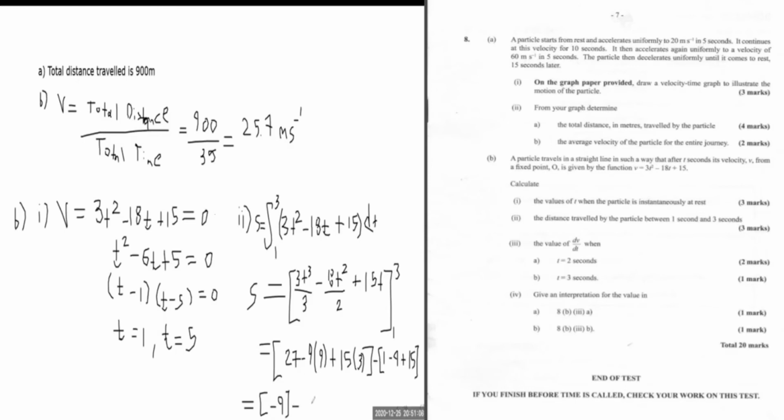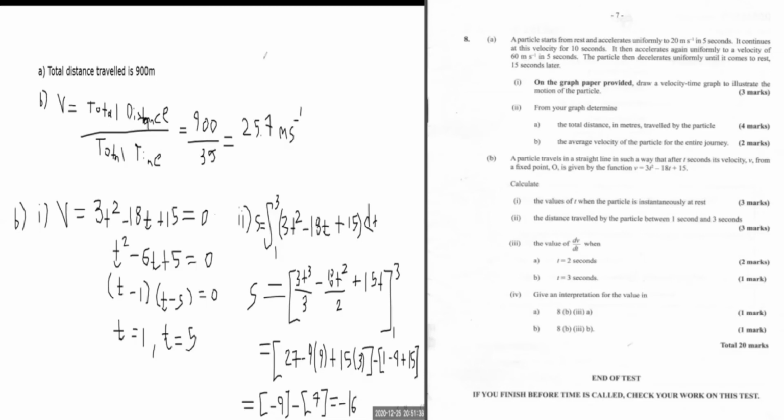Minus, for plugging in 1: 1 minus 9 plus 15. 1 minus 9 is negative 8, and negative 8 plus 15 is 7. And so negative 9 minus 7 is negative 16.